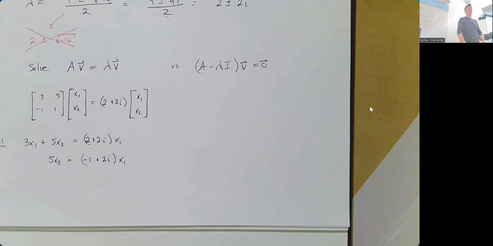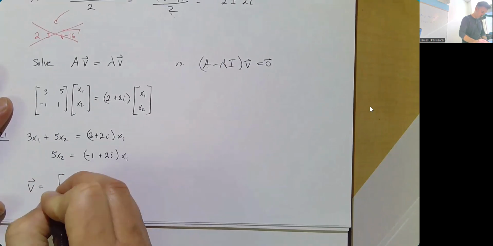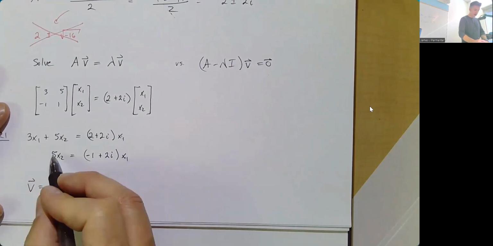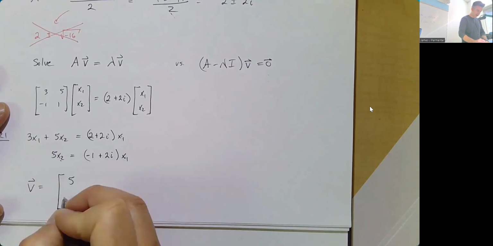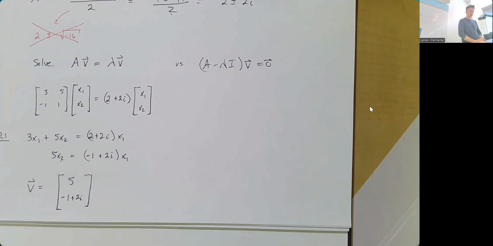Now here's where that thing I said before about how to pick the coefficients is actually really nice. Instead of doing more work, we can say that our eigenvector is equal to x1 is 5, x2 is -1 plus 2i. It totally works.